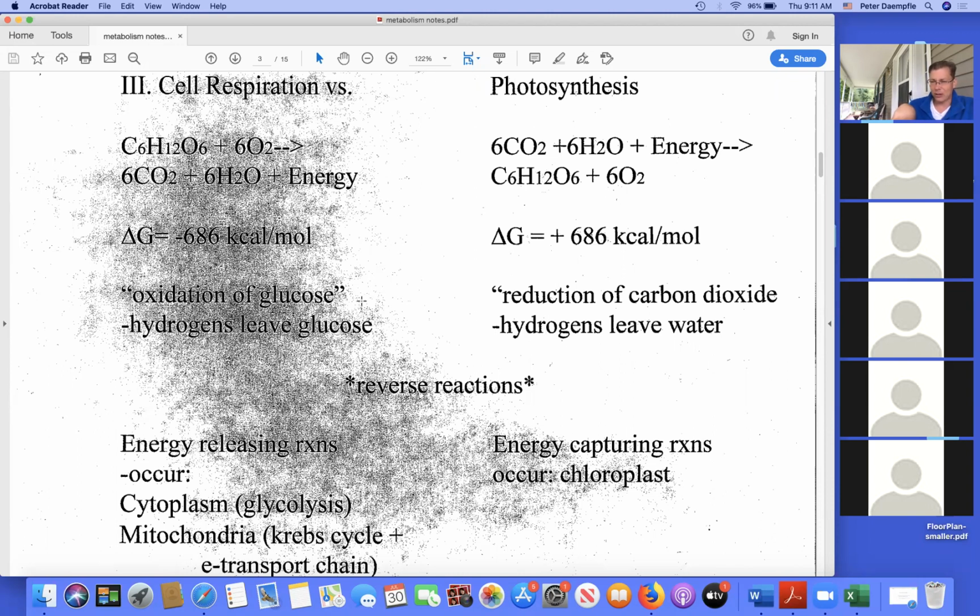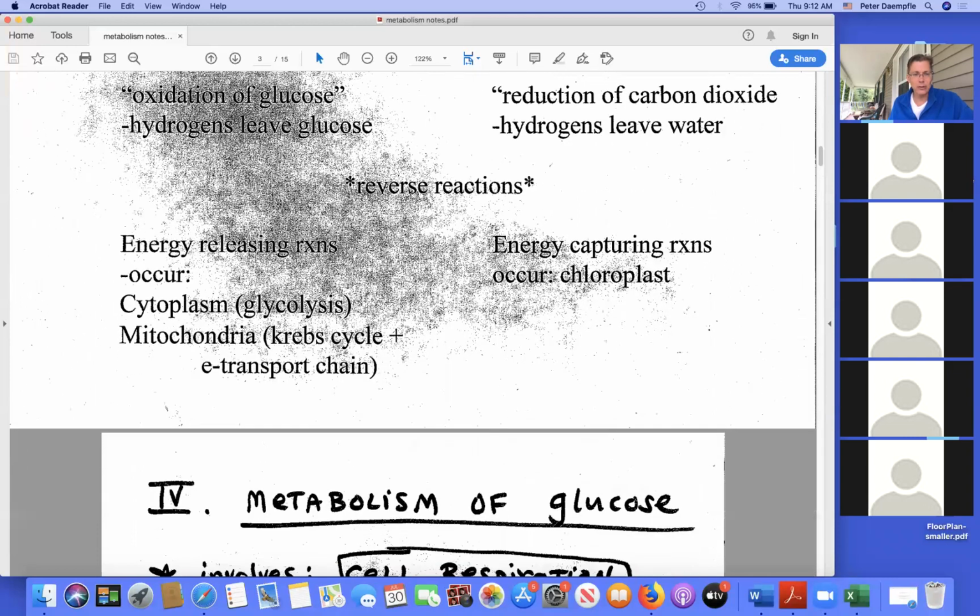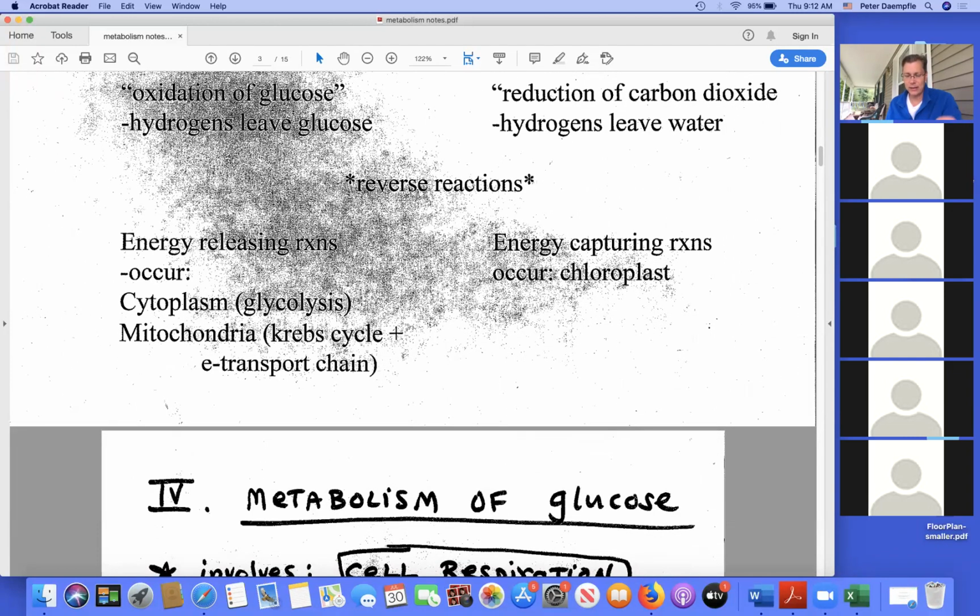Do I want you to memorize delta G? No. But I want you to know that they are opposites, and glucose is oxidized, or in other words, hydrogens and electrons leave the glucose during cell respiration, and instead, carbon dioxide is reduced. That means we reduce it by adding hydrogens to carbon dioxide, and they leave the water in photosynthesis. Again, they are reverse reactions. I just want you to think about that, right? The chloroplast has photosynthesis, and the cytoplasm and the mitochondria have these other reactions called cell respiration.